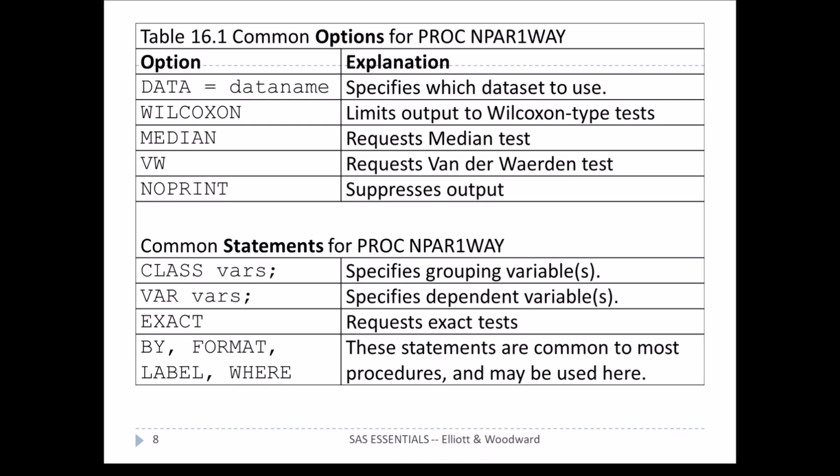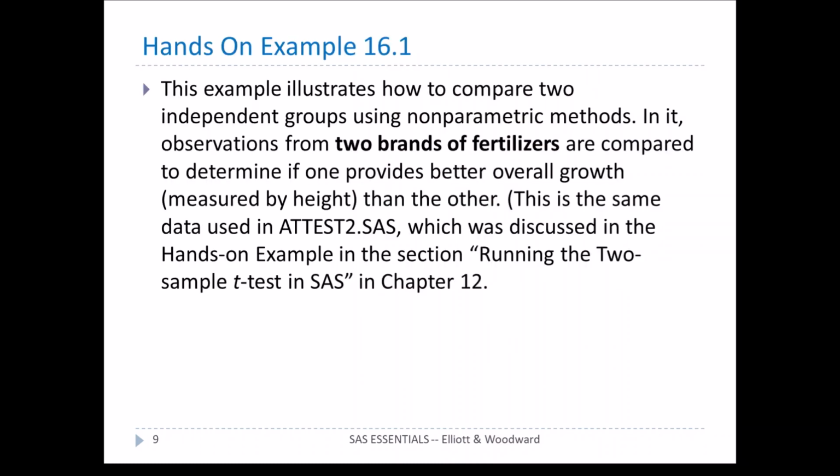and WHERE. All right, our first hands-on example is going to be 16.1, and this example illustrates how to compare two independent groups using a nonparametric method. So in this, we have observations from two brands of fertilizers, and we're going to compare them to determine if one provides better overall growth, which is measured by height, than the other. Now, this is intentionally the same data used in AT-test2.SAS, which was discussed in a hands-on example in Chapter 12. So let's compare to see how these two different ways of looking at this data result in a decision.